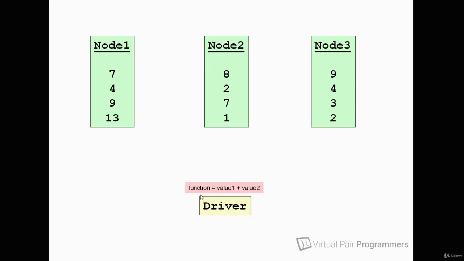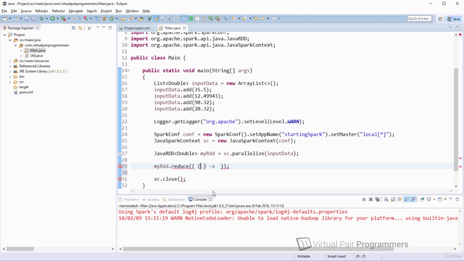Now again, we can work from the caption. The function is going to be taking a value 1 and a value 2, and it needs to add them together. So in these round brackets, we declare that the function is going to call the two input parameters value 1 and value 2. We could have called those anything we like. And then the implementation of this function will be to take value 1 and add it to value 2.